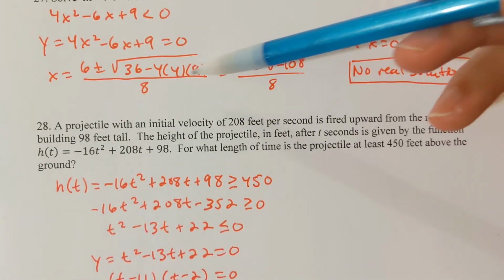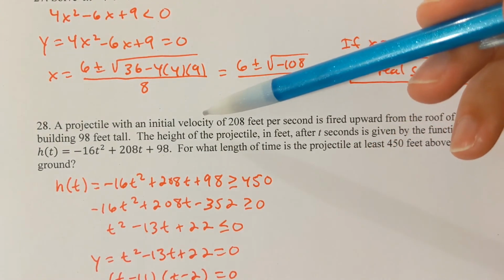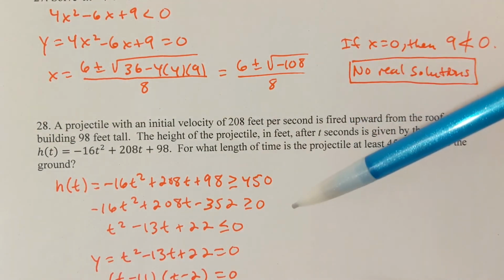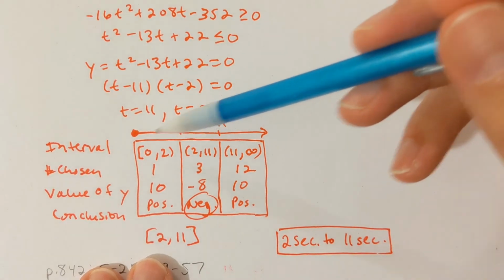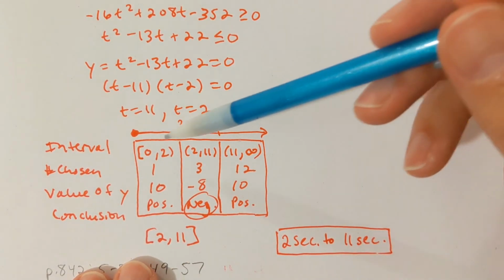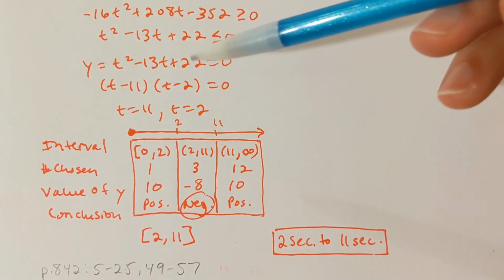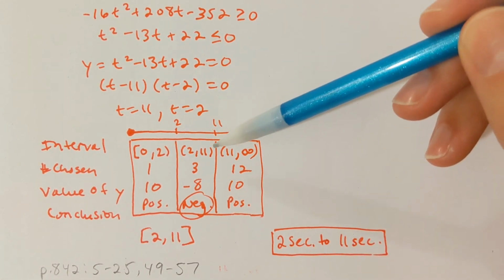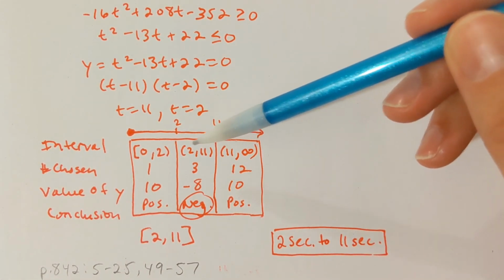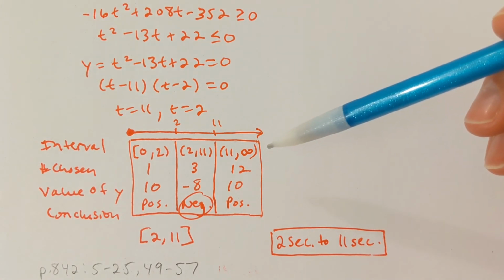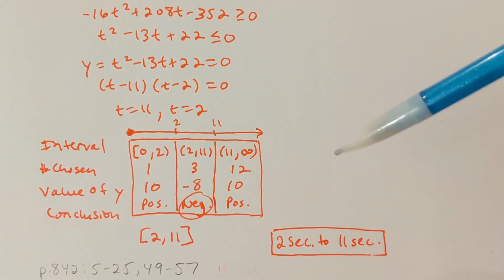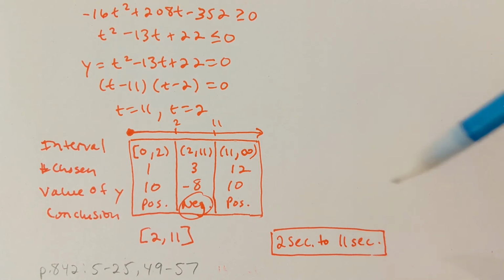This projectile is going to be thrown at time 0. All right. So I'm going to be starting at 0, and of course my first group would be anything less than 2 but greater than or equal to 0. The middle column would be any number that is between 2 and 11, and then the last column would be any number that is bigger than 11.